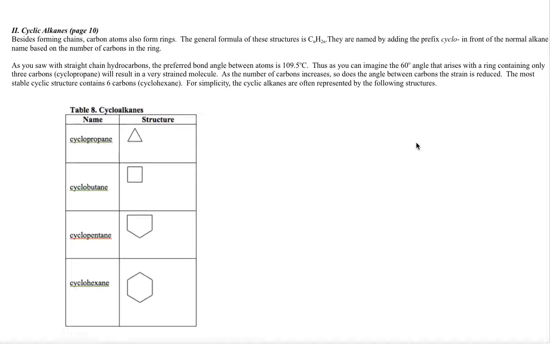Now, when we form a ring with the carbon, the general formula will change. So these are actually isomers to alkenes, because for every carbon that you need twice as many hydrogens in order to ensure that all the atoms are satisfied in terms of bonding.